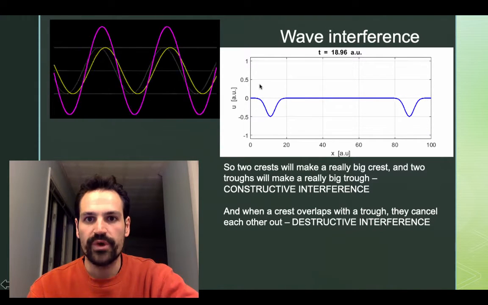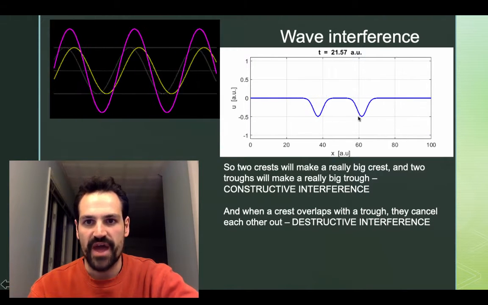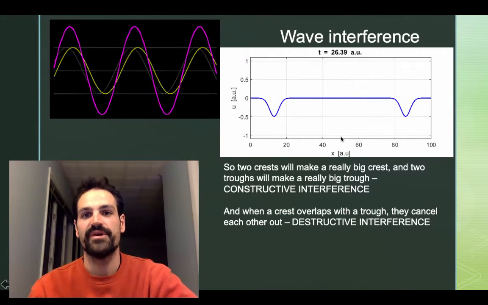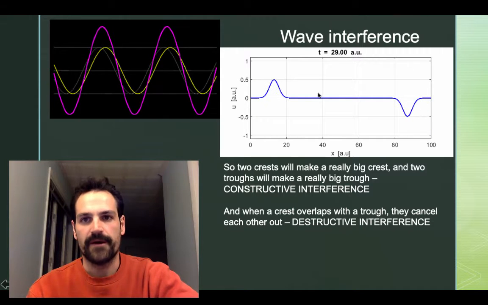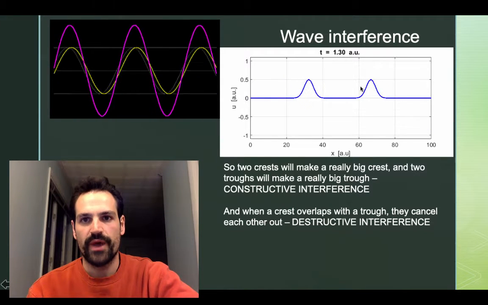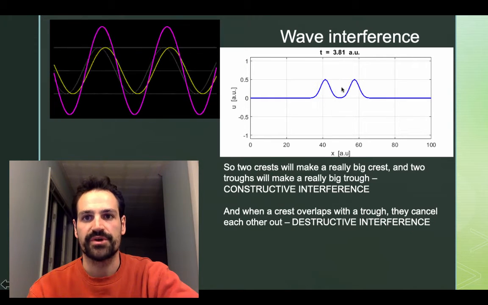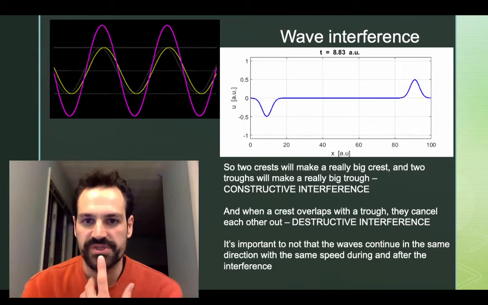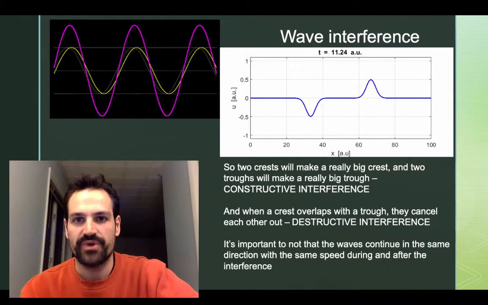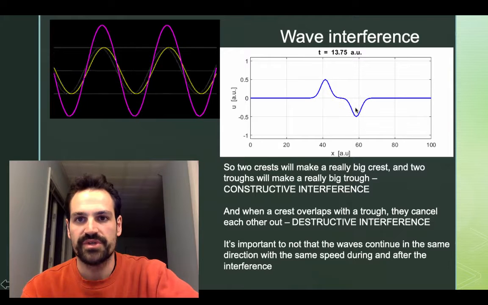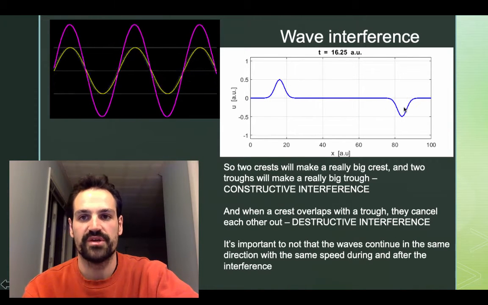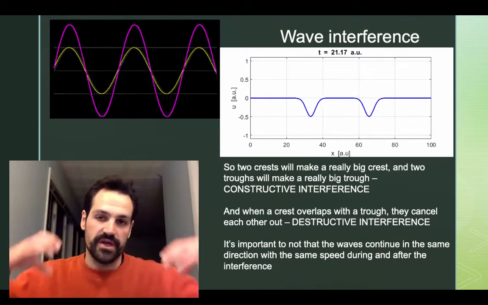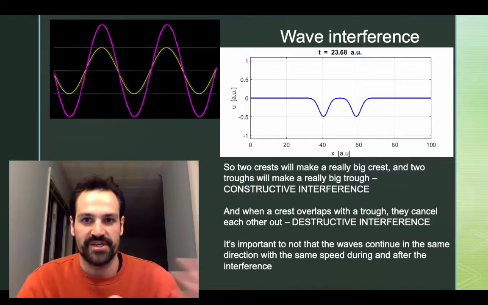Here's two troughs overlapping. They have an amplitude of half meter, and right there, did you see they added together to make a 1 meter trough? And now we have two half-meter crests making a 1 meter crest before they pass through each other. It's important to note that the waves continue in the same direction, so this trough is going to continue traveling as a trough after they interfere. So two waves will come towards each other, overlap, interfere, and then continue passing through each other like ships in the night.